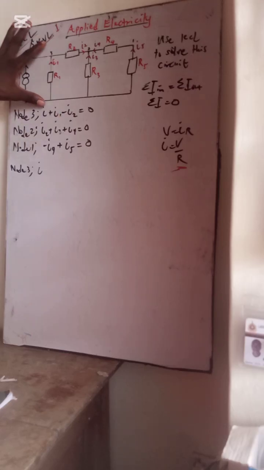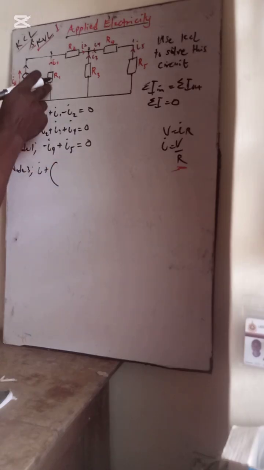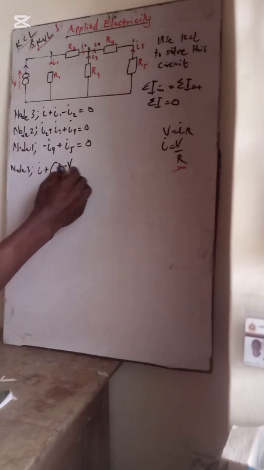Do we get? So you are targeting the line of the way the current is flowing. That's what you are targeting. So what would that be? That would be plus, don't forget the plus, into brackets 0 minus V3 over R1.